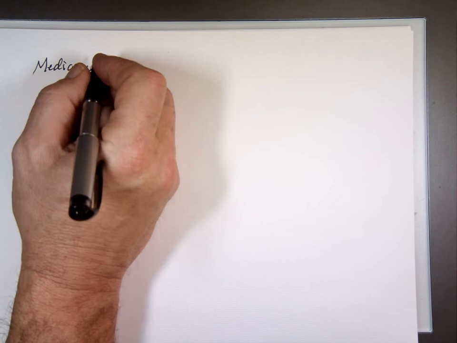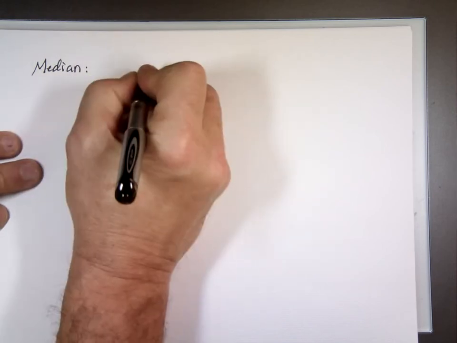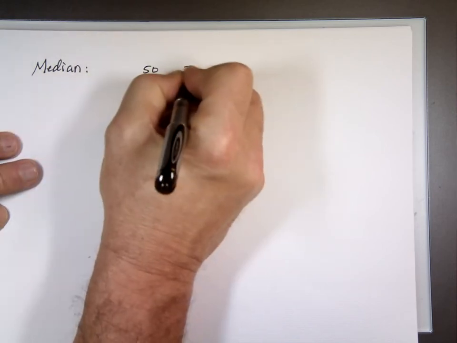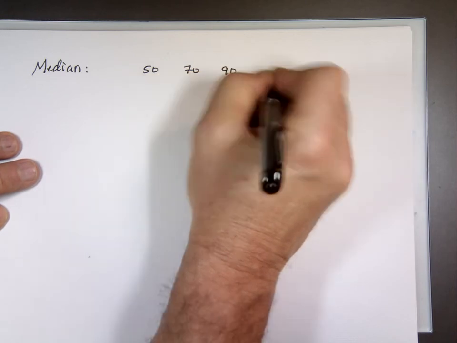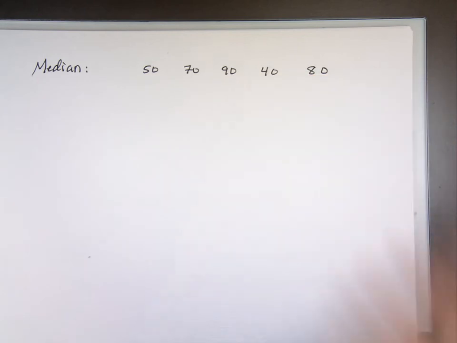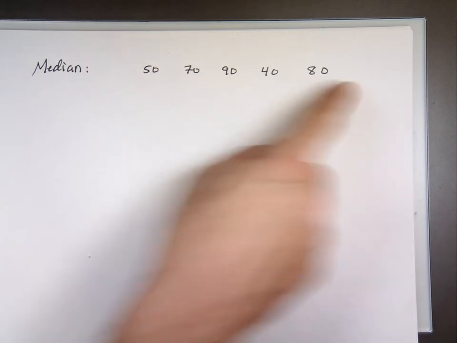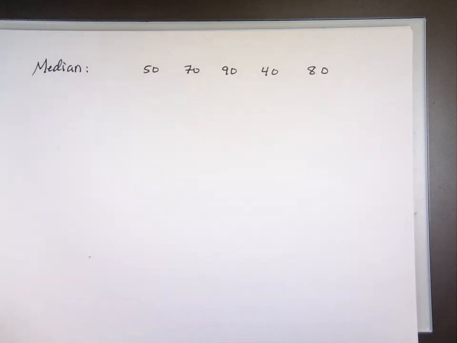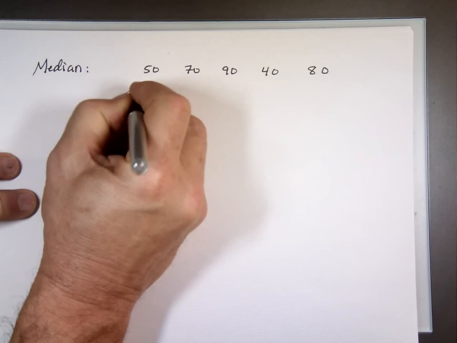So let's say we give you these values: 50, 70, 90, 40, 80. What is the median? I think it's 90 because it's the middle, but I didn't mention one thing. I left it out intentionally. Before you answer that question, which value is in the middle, what do you need to do first? Lowest to highest. Sort them. Put them in order.